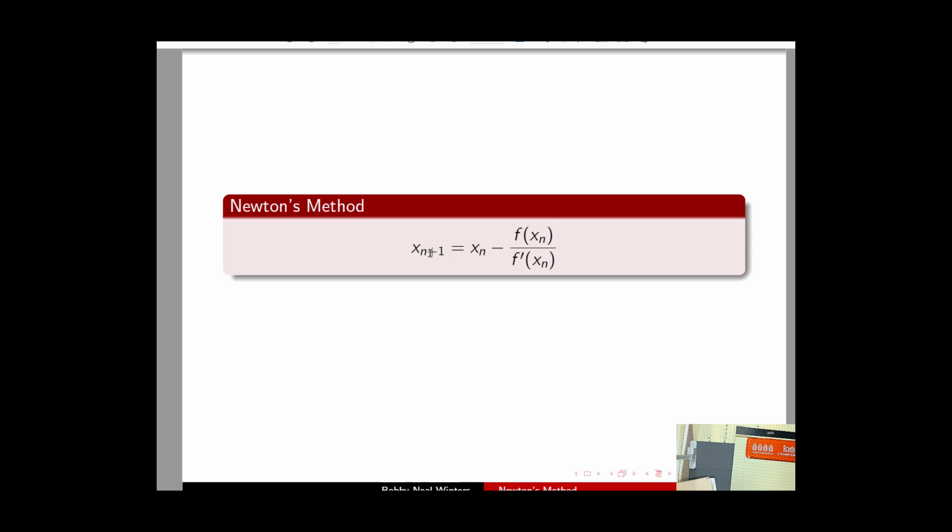So x n plus 1 is equal to x n minus f of x n over f prime of x n. And so we have to have a function that we can take derivatives of.